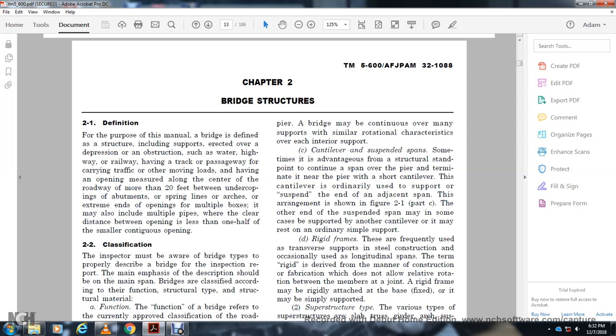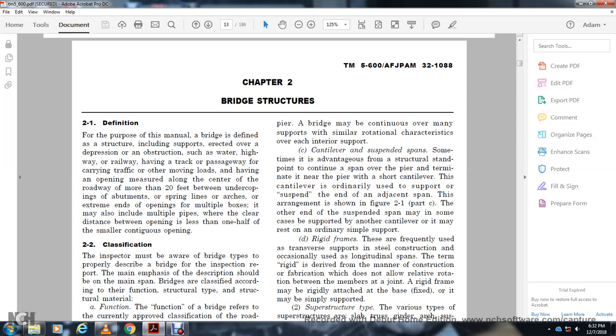The cantilever and suspended span. Sometimes the advantage from the structural standpoint of a continuous span over the pier is obtained with the terminal near the pier with a cantilever. The cantilever is ordinarily supported, with the suspended span at the end of the adjacent span, with the arrangement shown in Figure 2.1, Part C. In some cases, the support of another cantilever may rest on the ordinary simple support.